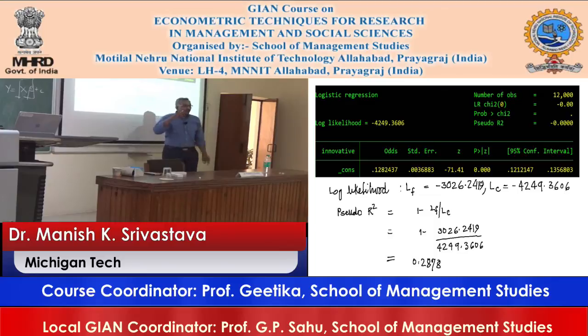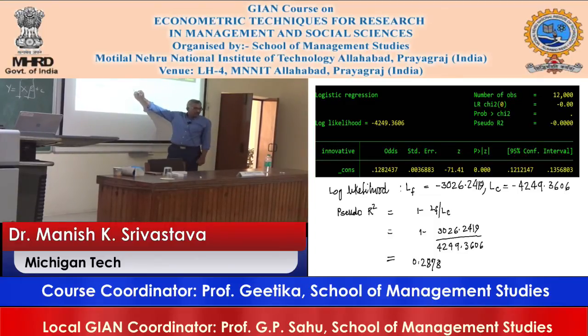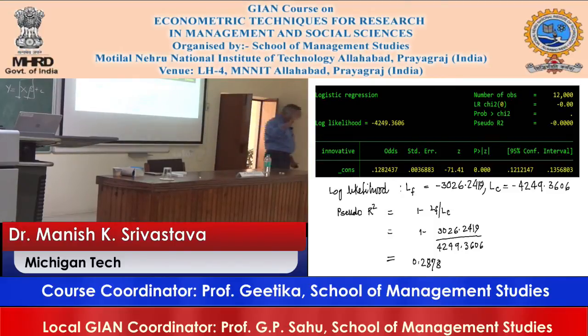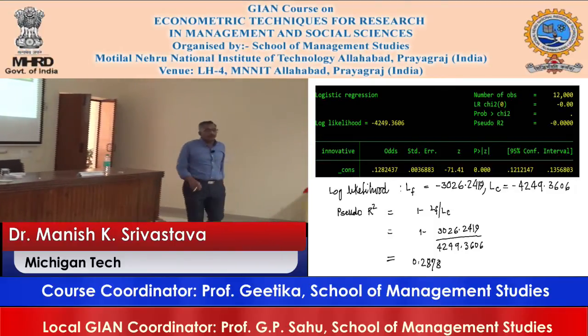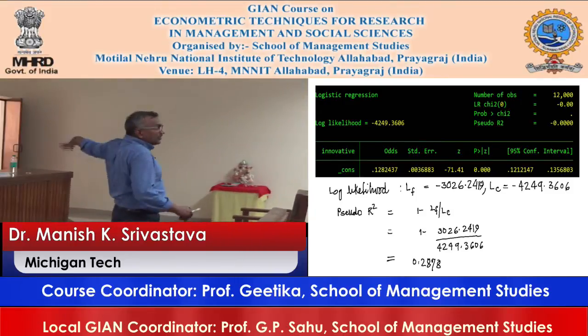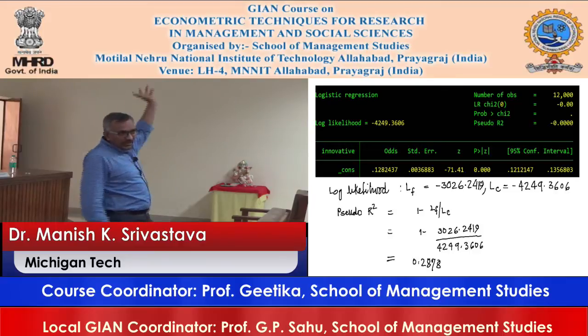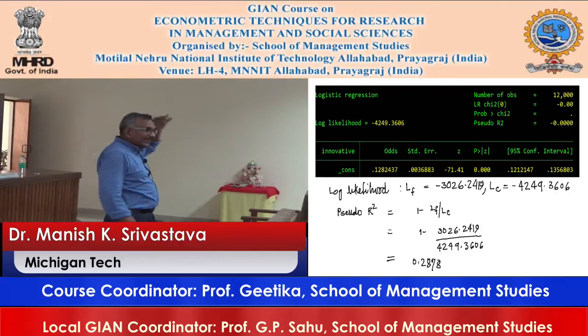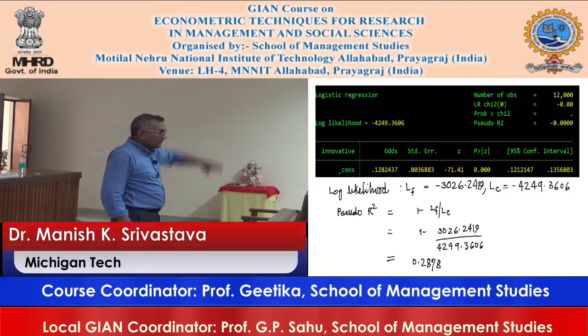The way pseudo R square is computed is 1 minus the log likelihood value of the full model divided by the log likelihood value of the constant only model. Log likelihood is always reported as a negative number. But because both of them are negative, the negative sign did not matter for us in this case.